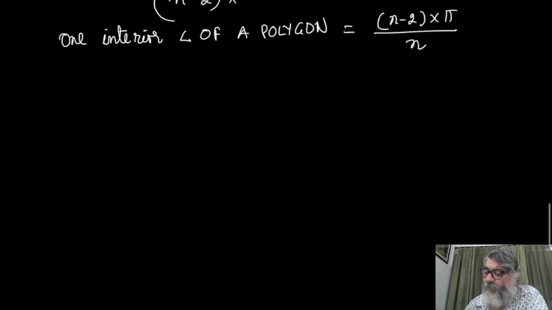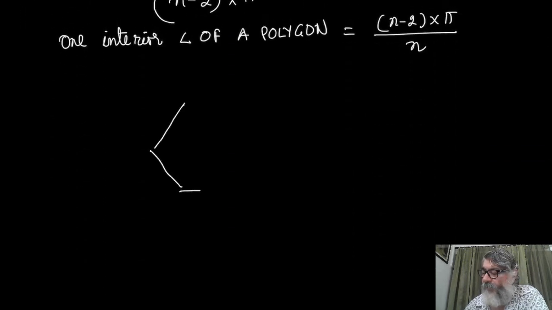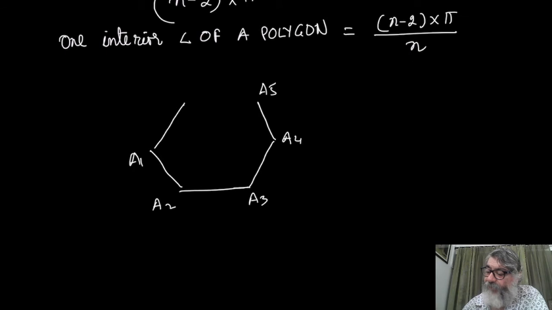Let's do this. Again I'm leaving it open. A1, A2, A3, A4, these are different vertices of the polygon, A5, and suppose this is AN, because we are talking about an n-sided polygon. O is the center. What is the center of the polygon? This point will be equidistant from each and every vertex.